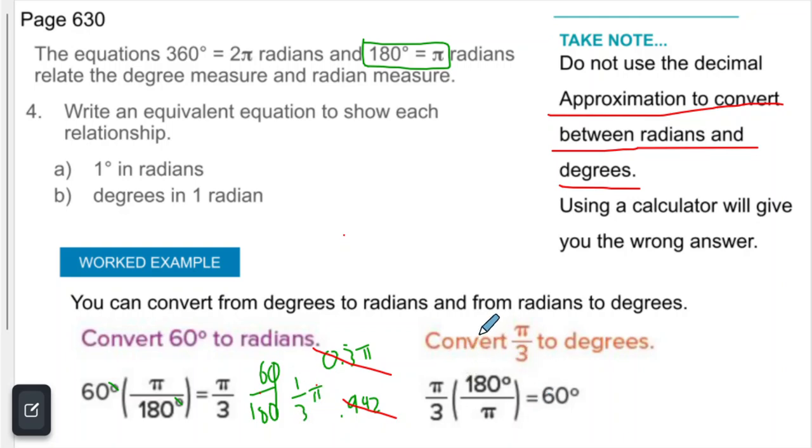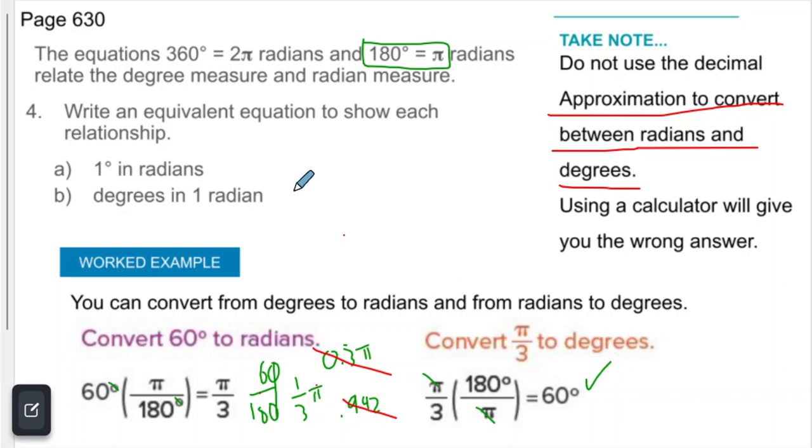If I'm going to convert from radians to degrees, I'm going to use the same 180 equals pi ratio, but I'm going to have pi on the bottom. That way pi will cancel, and then I just have 180 degrees divided by 3, which gives me 60. If I want to use my calculator on this one, that's okay.